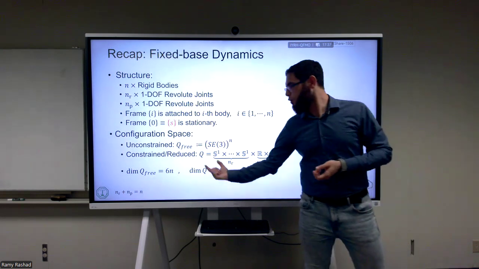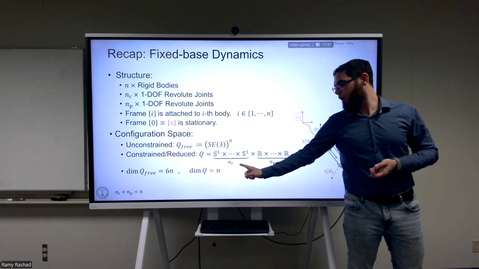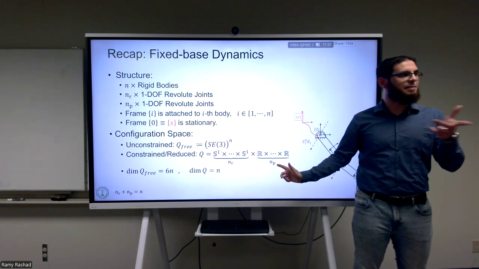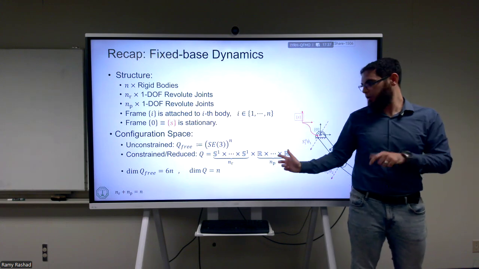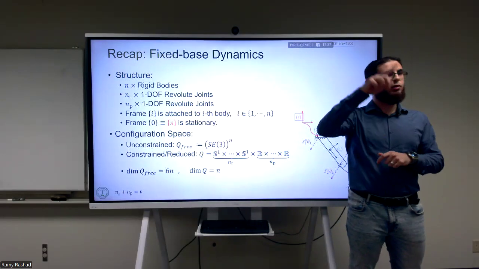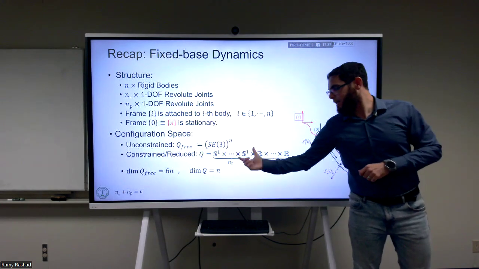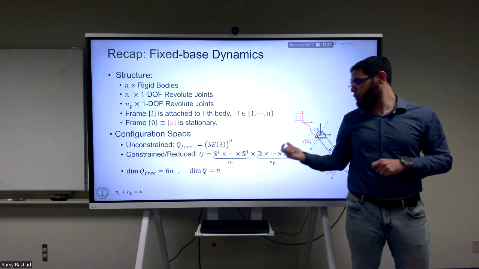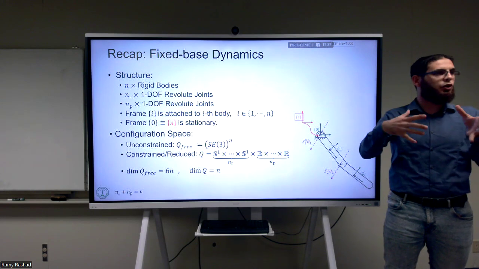So in the end, if you take into account the constrained or reduced space, you're going to find that we have S1 and R times, and we have R and P times. NP is the number of prismatic joints. Each prismatic joint can move in R, while each revolute joint can have S1 configuration, so it can move around the circle, what we call the theta. The combination of all of these angles and all of these displacements for the joints in the end make up the configuration space, the constrained or reduced configuration space.